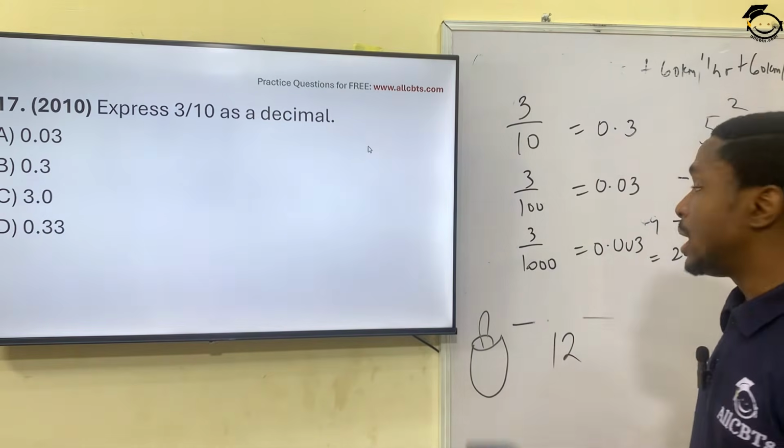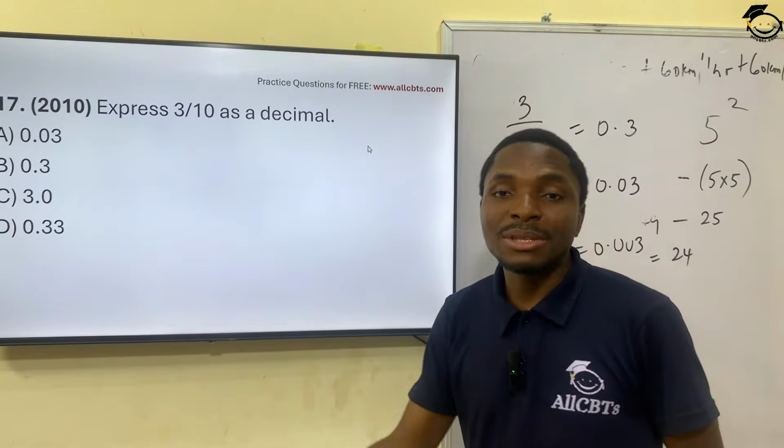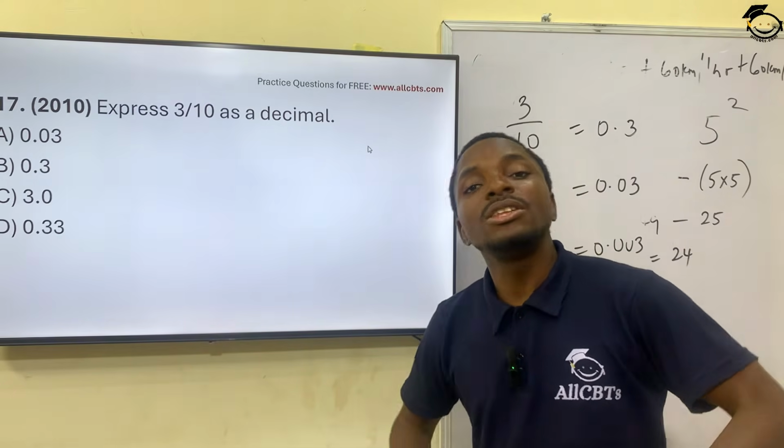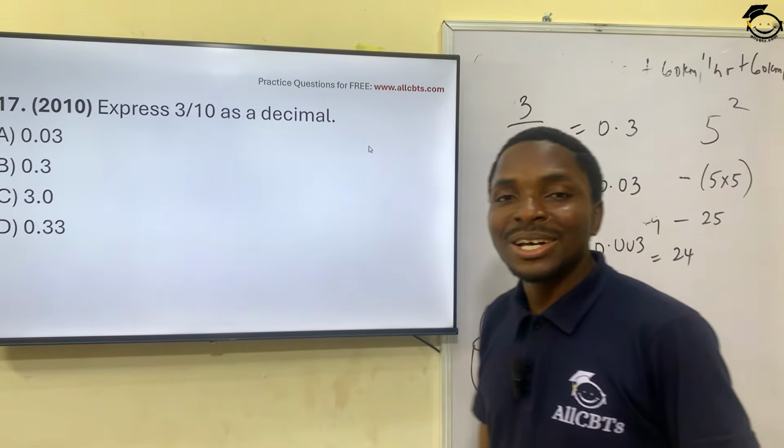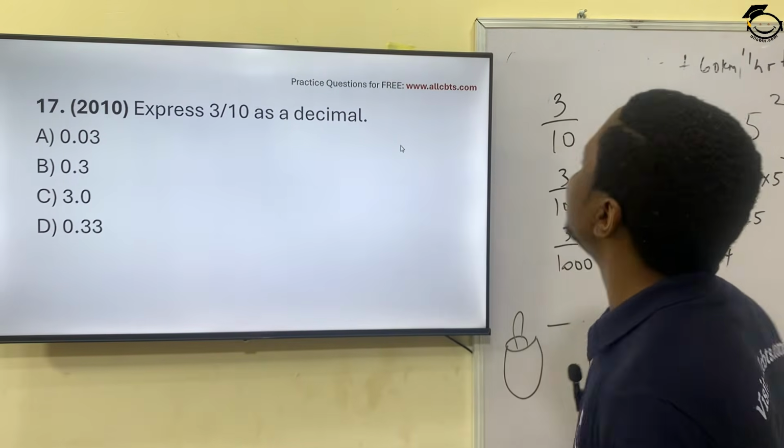0.003. Now I'm going to give you an assignment that you can drop in the comment section. If it's 3/1,000,000, what will it be? Put the answer in the comment section. Let's go to the next one.